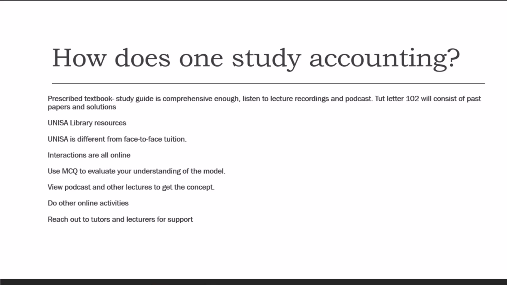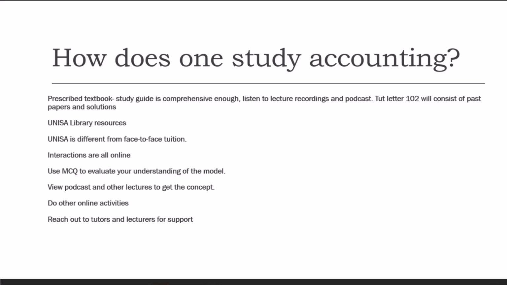The UNISA library also has so many resources. It's an online library which you can get resources from, to assist you to understand some principle. So it's all about principle. Accounting is all about principle.